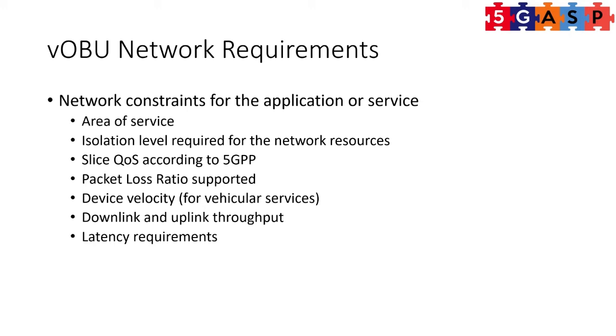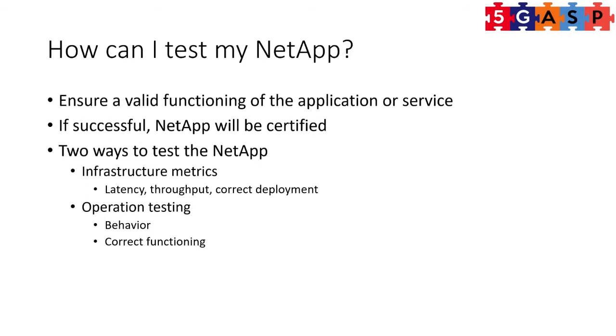Now that we have defined our network slice, we can move on to the testing phase or the testing descriptor. The objective is to ensure a valid functioning of the application or service, and if successful, the Netapp will be certified. So we have 2 different ways of testing the Netapp. The first one is from the perspective of the infrastructure metrics that are the latency, the throughput, the correct deployment, the correct connectivity among the components. And then we have the second perspective, that is the operation testing, that covers the behavior of the Netapp and the correct functioning of the application or service that is hosted in this Netapp.